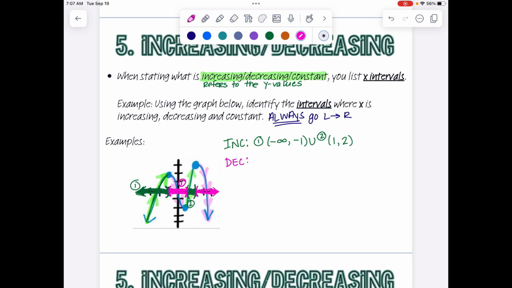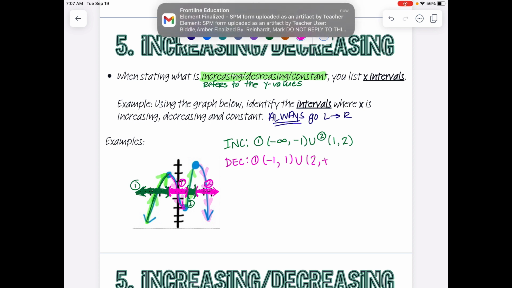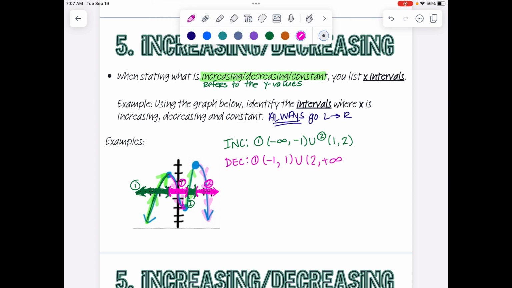So I have this section here is decreasing, and also this section over here is decreasing. Okay, so from -1 to +1, we have a section of our graph that's going down. We also have a second section of our graph from 2 the whole way to positive infinity. It's also decreasing. Okay, so here's my second little group of decreasing. That's how we write our increasing and decreasing intervals.